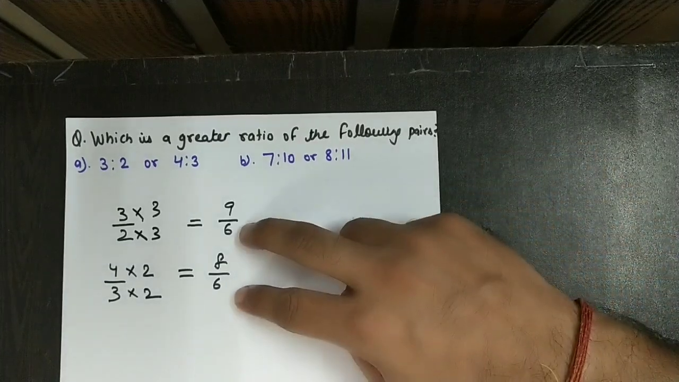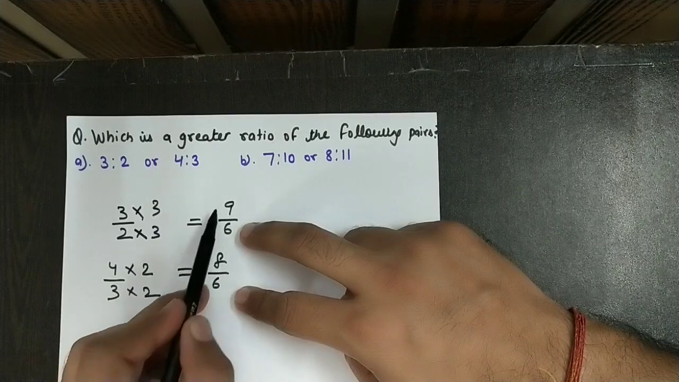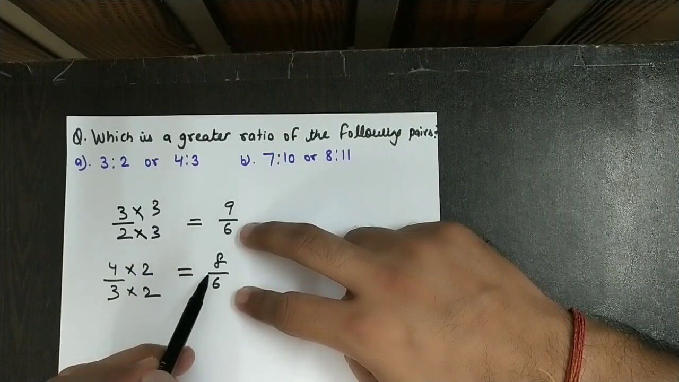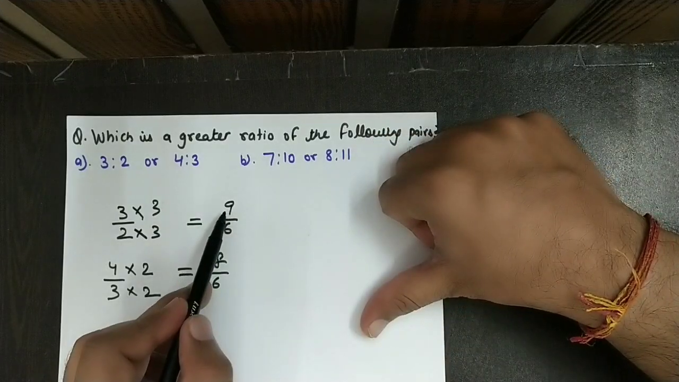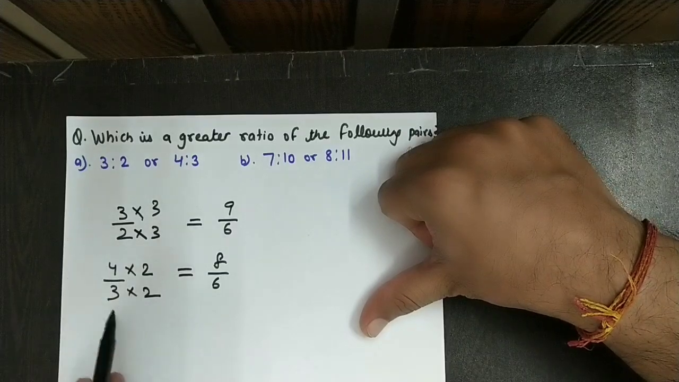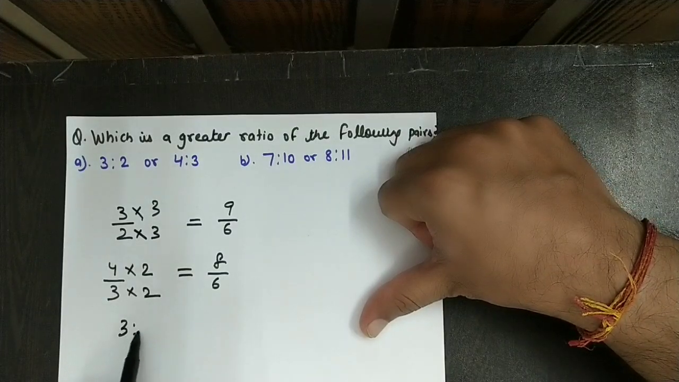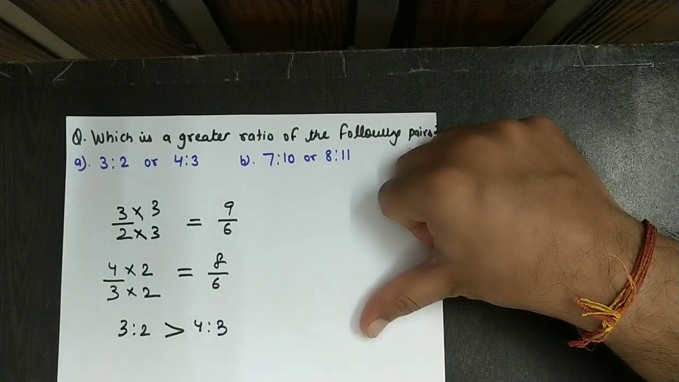When the denominator is the same, now we have to compare the numerators. The numerator here is 9 and here it is 8. So, you can see the greater number is 9. So, the greater ratio is 3:2 and the smaller ratio is 4:3.